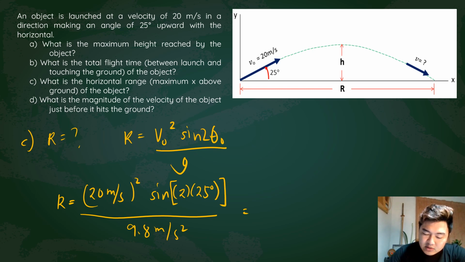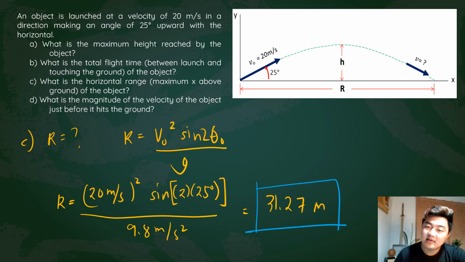So that's 20 squared times sine 50 divided by 9.8. So your range will be 31.27 meters. So that is the range of the object.